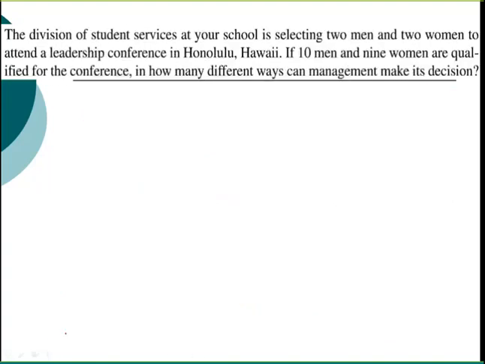So, the Division of Student Services at your school is selecting 2 men and 2 women to attend a leadership conference in Honolulu, Hawaii. I would like to go. If 10 men and 9 women are qualified for the conference, in how many different ways can the management make its decision? So 2 men and 2 women to attend the conference. So here we're actually going to throw in the fundamental counting principle, because there's 2 men and then 2 women that are going to be drawn. So we're going to end up multiplying at the end.